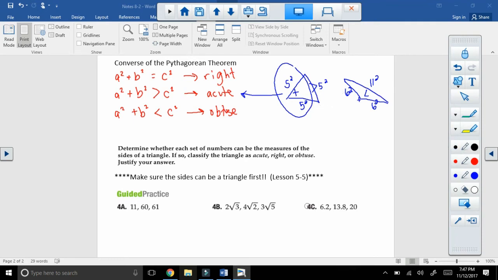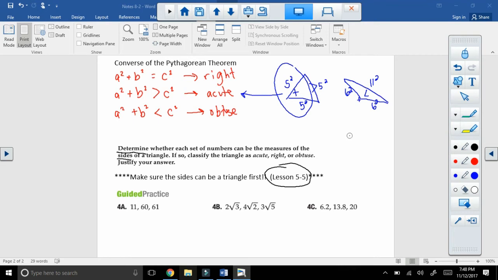So answering these questions, before we do that though, we need to make sure that we determine whether they can even be sides of a triangle to begin with. And then if it can be a triangle, we need to tell if it's acute, right, or obtuse. So I made this big note. This is going back to lesson 5.5. If you need to reference that, I'll do a quick little review over here though.